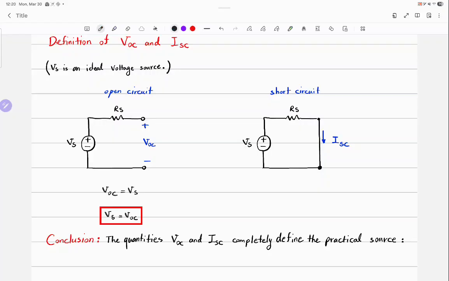To the right-hand side, I connect the terminals together and I measure the current. What is the current? A simple Ohm's law, right? Vs over Rs. Do you agree that I can write VOC over Rs?